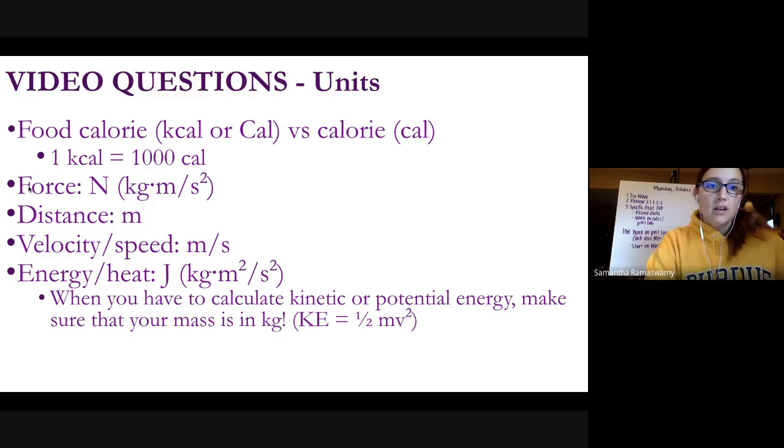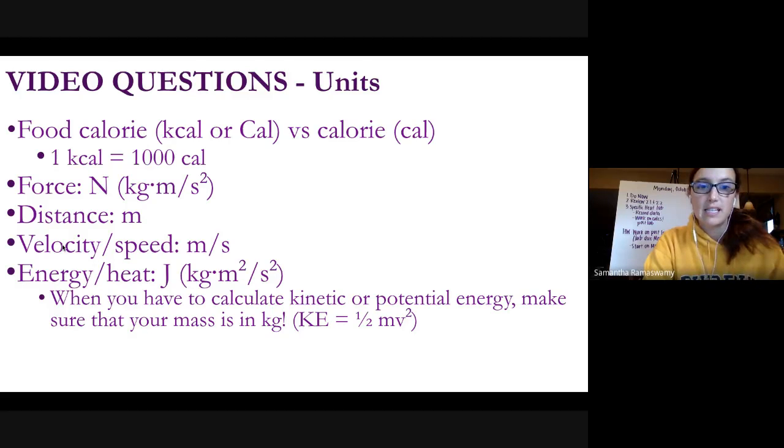For force, we're not going to be doing a lot with units for force and distance, but just so that you know them. And again, if you're in physics, you recognize these. Force is measured in newtons. So a newton is actually a kilogram times meter per second squared. That is force, and then distance is just in meters, so we always use the metric system.